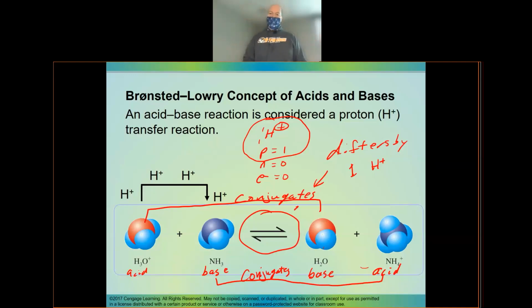Conjugate acid base always differ by 1 H plus. The one with the extra H plus is the acid. The one that doesn't have the extra H plus is the base.